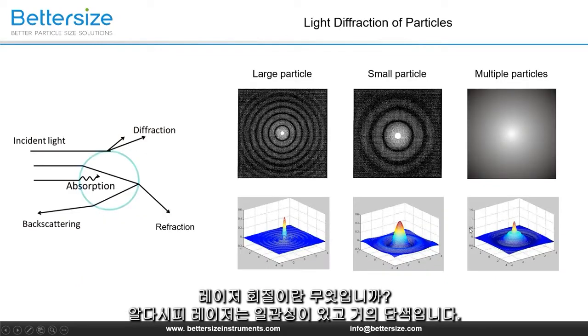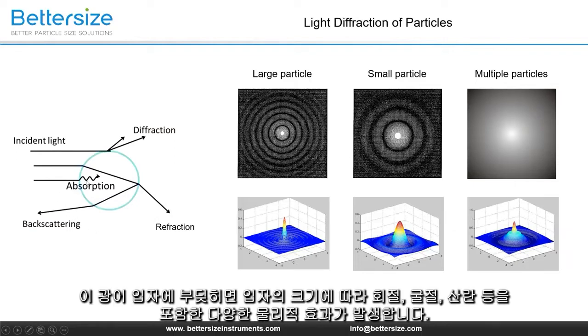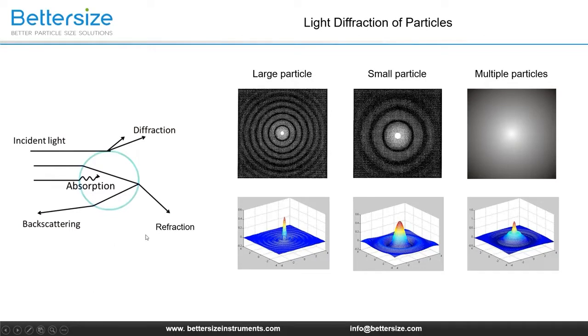With laser diffraction, as we know, laser is coherent and almost monochromatic. In other words, it consists of light of one wavelength. If it hits a particle, then depending on the size of this particle, different physical effects occur, including diffraction, refraction, scattering, and so on. So laser diffraction is a method based on the deflection of light at particles.